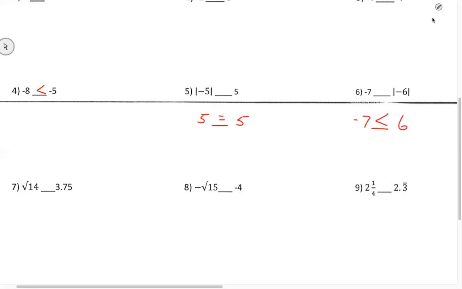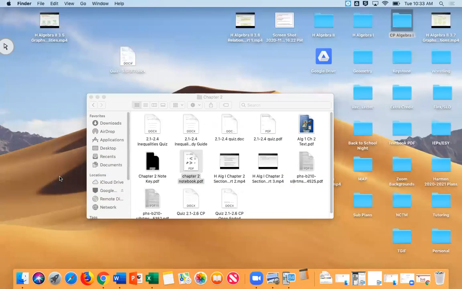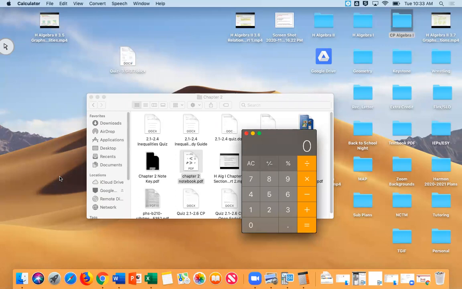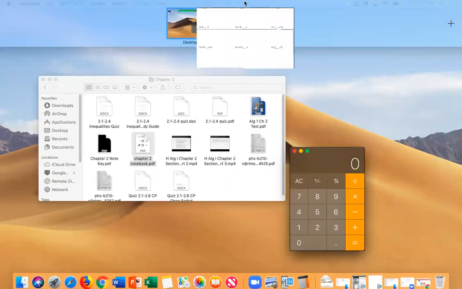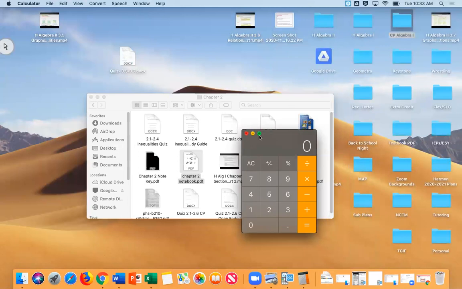Now we have these things with the square root. So what we're going to do here is we're going to take our calculator. Let's see if I can get this on the same screen at the same time.